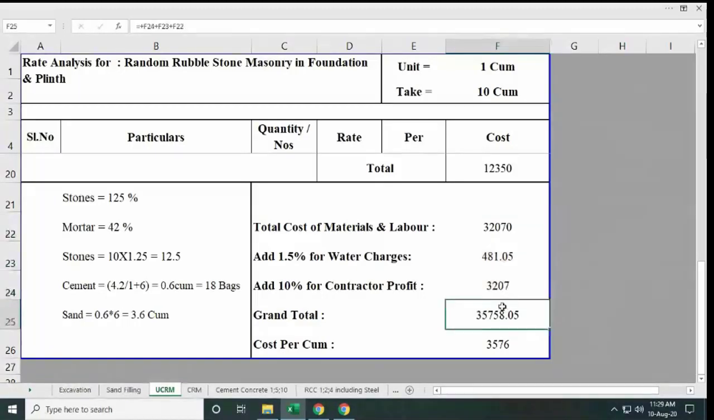This is nothing but the cost per 10 cubic meter. Remember, this is the cost per 10 cubic meter, right? Next we are going to calculate the cost per cubic meter. Divided by 10, you get 3576 rupees per cubic meter, or you can take it as 3580 rupees. You can round it off to 3600, and that will be the rate. That is 3600 rupees per cubic meter you can charge. In that way, they are going to work it out.